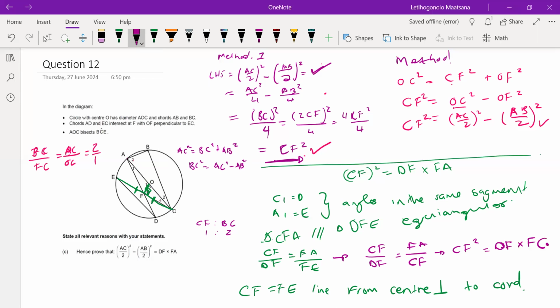So that means we can go back and replace it in that equation. We'll then say, therefore, (AC/2)² minus (AB/2)² is equal to DF multiplied by FA. I made a mistake earlier, it's supposed to be FA. It is equal to CF², and we've seen that that is also CF².